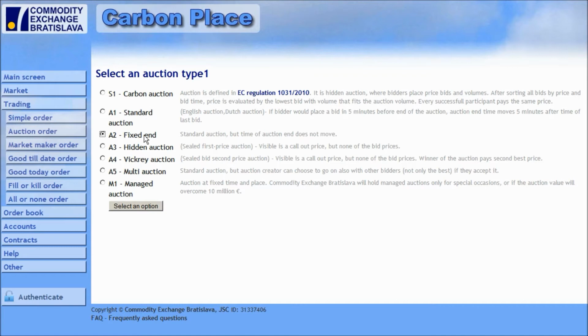Auction type A2, fixed end auction, is very similar to the standard auction, with the difference that the auction end is not moved after second closing time. This can be used if a trader needs the auction to be finished until some fixed time.